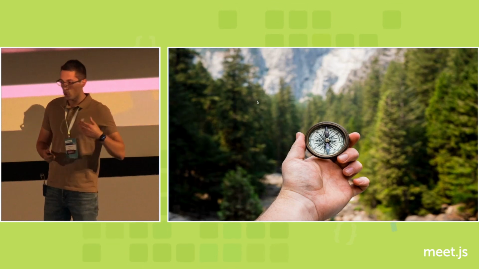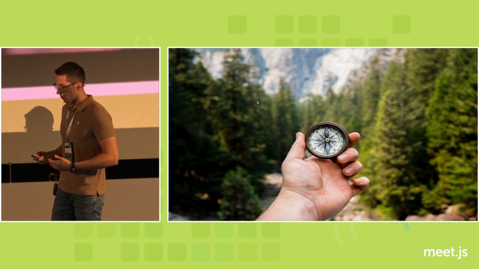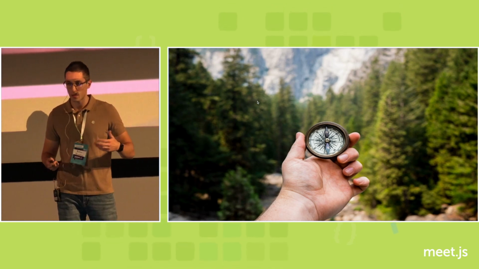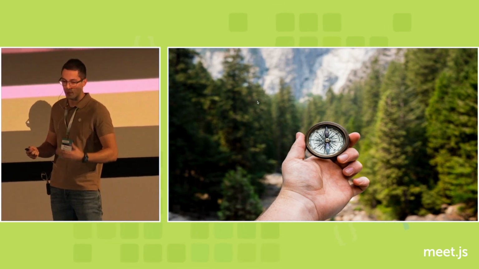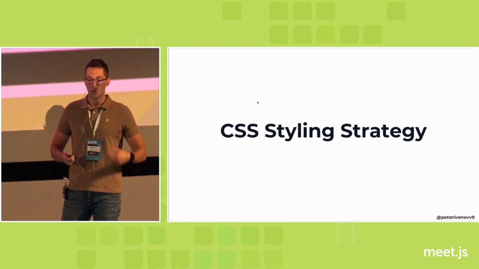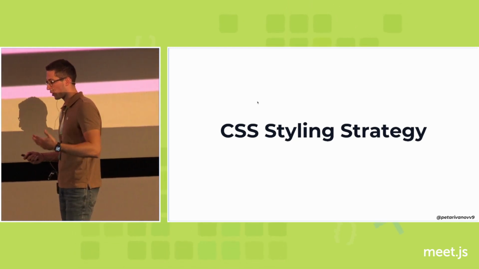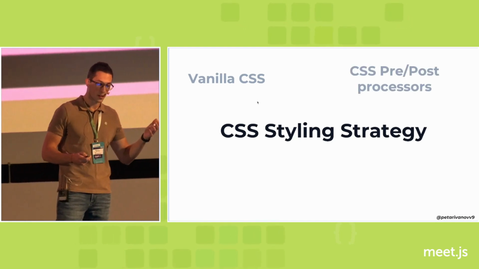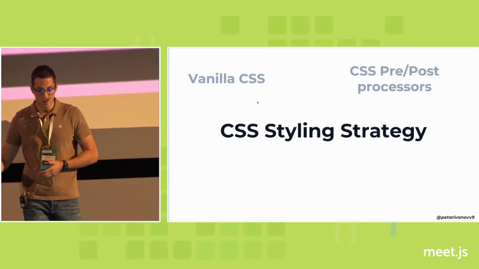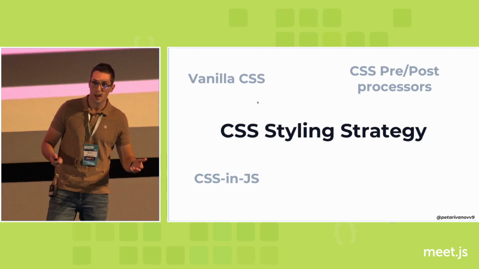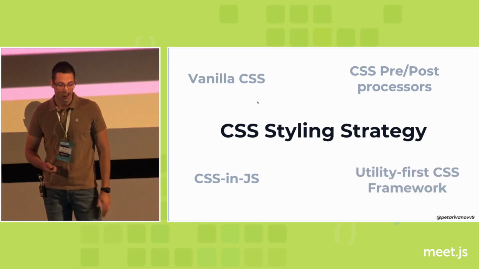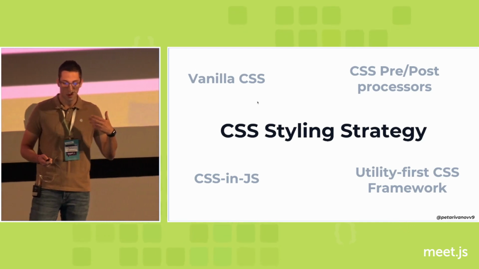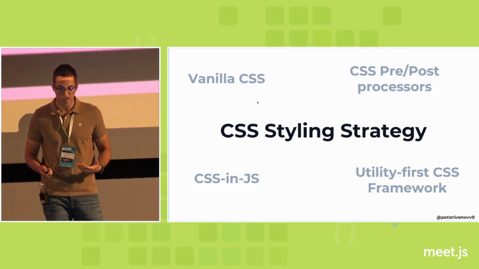And now we know that we have to create a design system, but before actually writing the first line of code, there are several things that have to be taken into consideration. And the first one is that we have to decide on the CSS styling strategy, because there's vanilla CSS, there are CSS pre and post processors, there's also CSS in JavaScript, and last but not least, we can use utility-first CSS frameworks. So we have to decide on our CSS styling strategy.